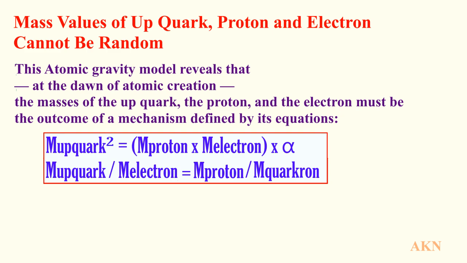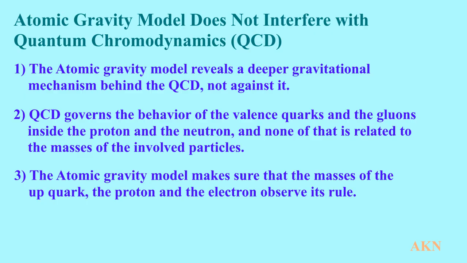The mass ratio between the up quark and an electron must be the same as the mass ratio between a proton and a Phi Quark. The atomic gravity model does not interfere with quantum chromodynamics. This is because the atomic gravity model reveals a deeper gravitational mechanism behind the QCD, not against it. QCD governs the behavior of the valence quarks and the gluons inside the proton and the neutron, and none of that is related to the masses of the involved particles.